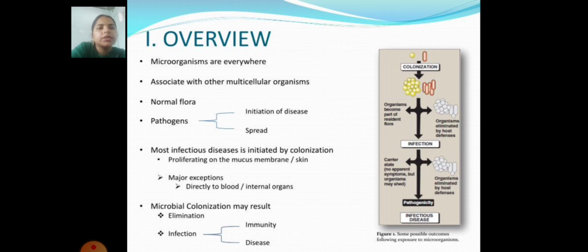Colonization, infection, and infectious disease. Most infectious disease is initiated by colonization, proliferating on the mucous membrane or skin, with major expressions directly to blood and internal organs. Microbial colonization may result in elimination, infection, and also immunity disease.